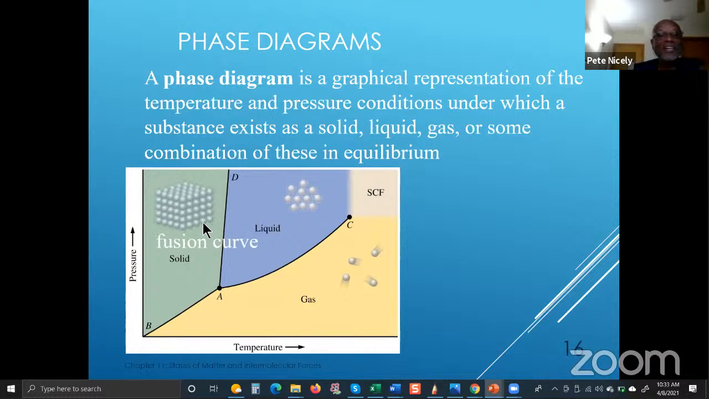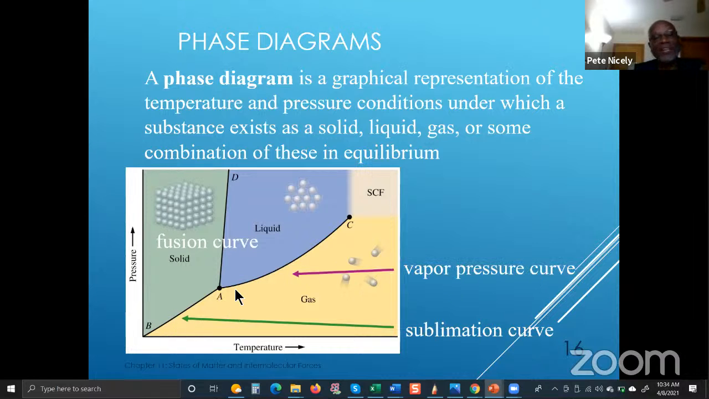Then the fusion curve is this straight line here from A to D, where you have an equilibrium between the solid and liquid state. So that's the fusion curve. I talked about the sublimation curve already. And then the vapor pressure curve is the curve from A to C, right? So these represent the different temperatures and pressures where you have the equilibrium between the liquid and the gaseous state, right?